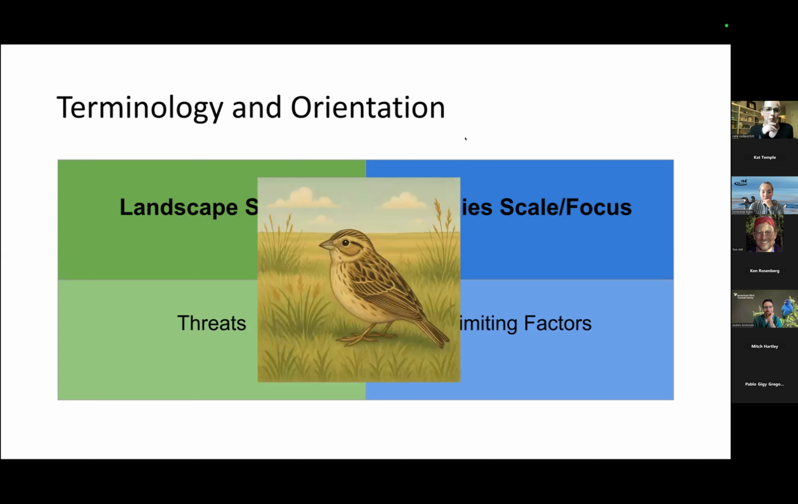Oh, I forgot to click on my little bird when I was giving the example. I was pretty proud of this sparrow.